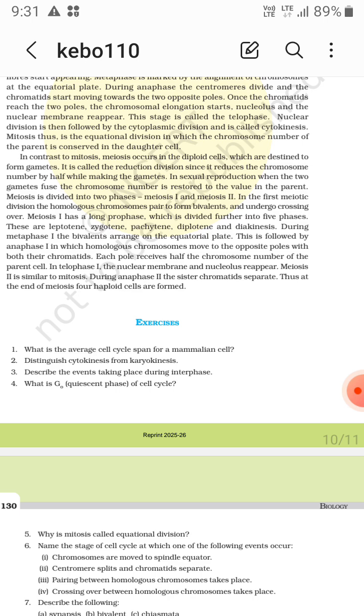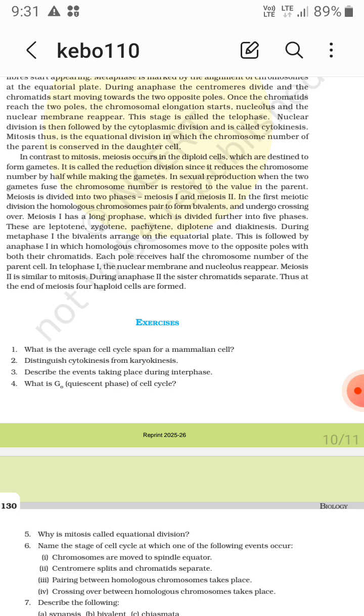Fuse, the chromosome number is restored to the value in the parent. Now meiosis is divided into two phases, meiosis 1 and meiosis 2. In the first meiotic division, the homologous chromosomes pair to form bivalents and undergo crossing over.